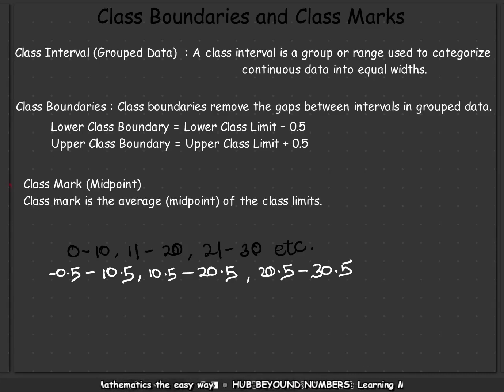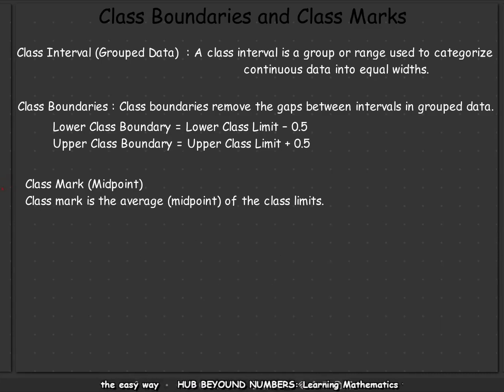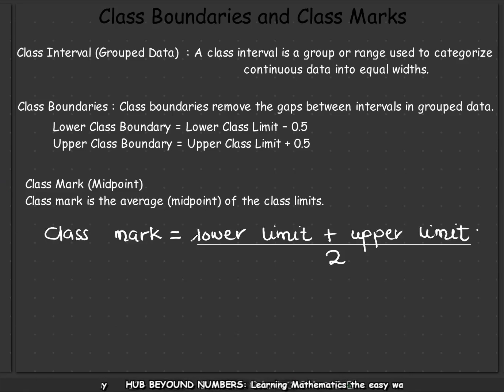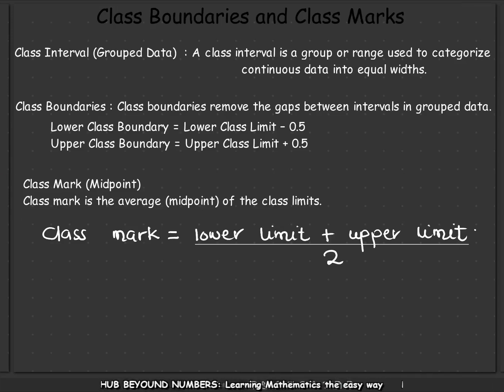Now, the last thing we'll look at is the class mark. The class mark has a formula, right? So we say our class mark is equal to the lower limit plus the upper limit, all over 2. Once again, the lower limit plus the upper limit, all over 2. We will see an explanation of all this when we work an example.